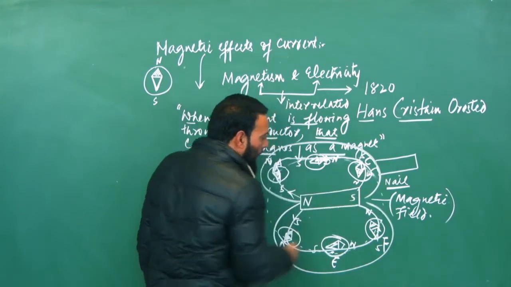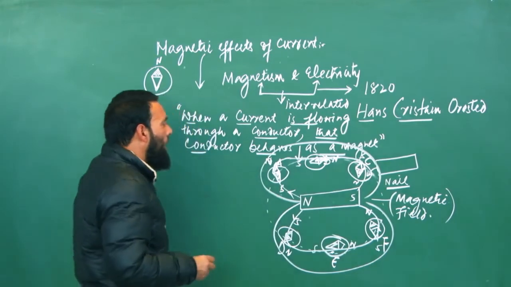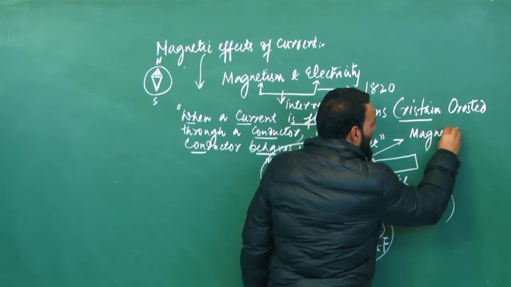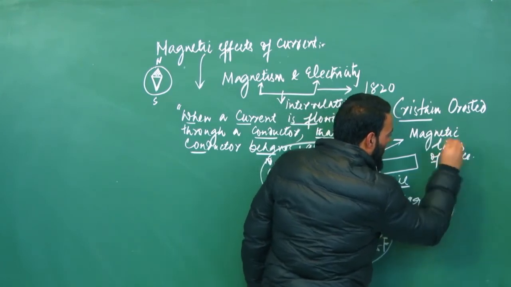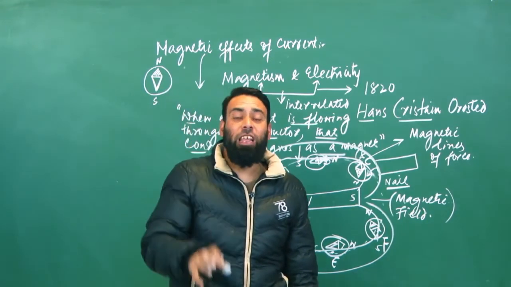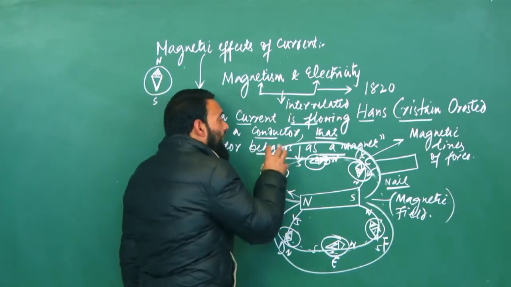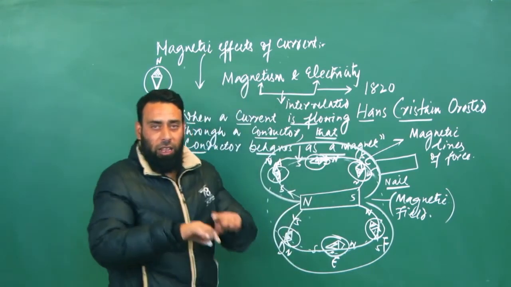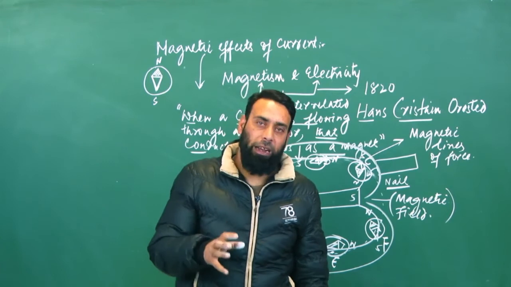These curved lines, which arise from north and end at south, are called magnetic lines of force. Lines of force. Magnetic lines of force or magnetic field lines. So we can say the magnetic field of a magnet is represented by imaginary continuous curved lines which arise from north and end at south. These imaginary curved lines represent the magnetic field of a magnet.